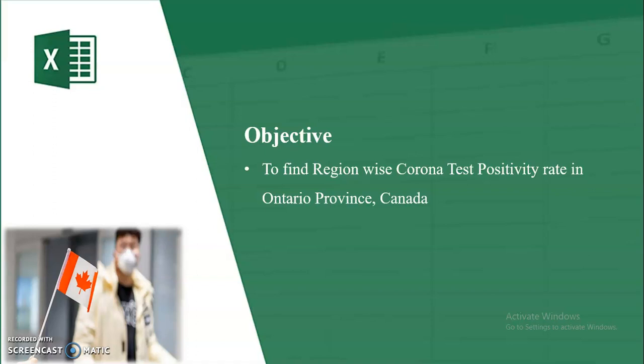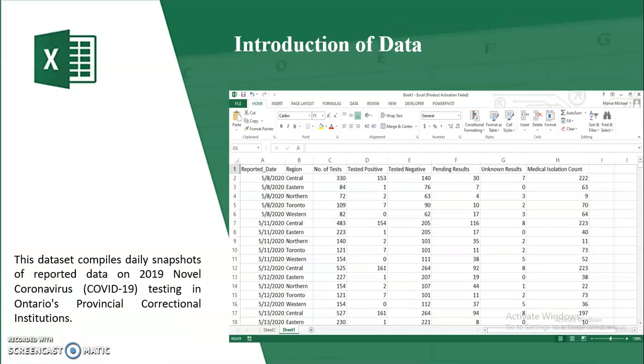So my objective is to find out the region-wise corona test positivity rate in Ontario province, Canada. And this is a screenshot of my data. The dataset combines daily snapshots of reported data on COVID-19 testing in Ontario province, Canada. The data contains almost 800 observations and 8 variables.